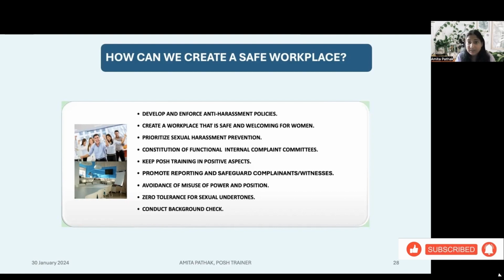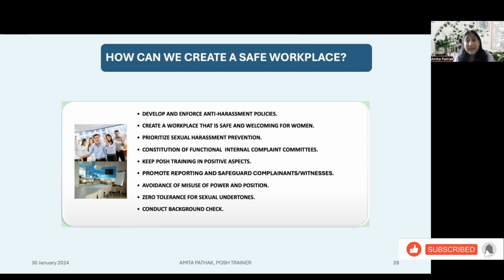Promoting reporting and safeguarding complainants or witnesses. If someone reports, he must not be victimized. If someone is a witness, he must be safeguarded. Avoidance of misuse of power and position. Very important that being an employee at any position, that employer should never misuse her power or position or authority as a way of committing sexual harassment. Zero tolerance for sexual undertones. Yes, make it clear in the organization that we don't accept sexual harassment at any cost. We are a zero tolerance organization regarding sexual harassment.